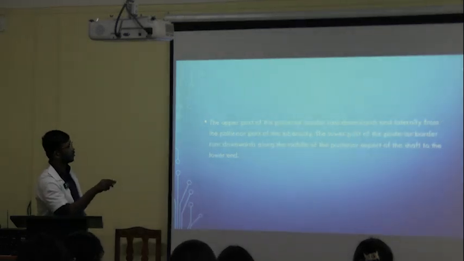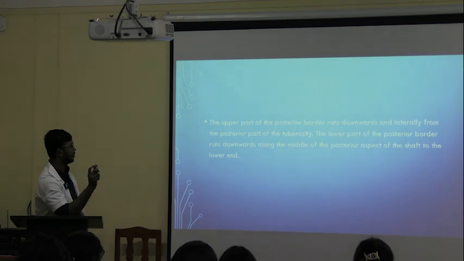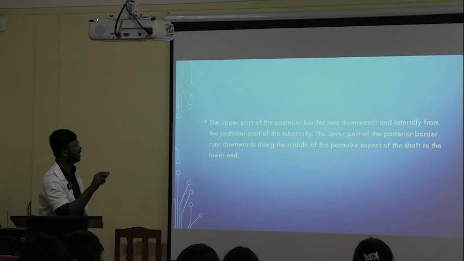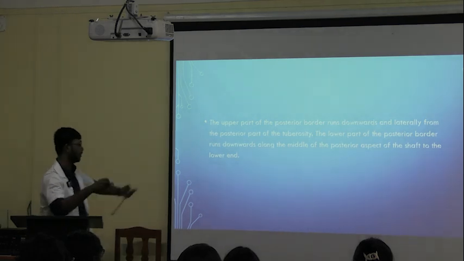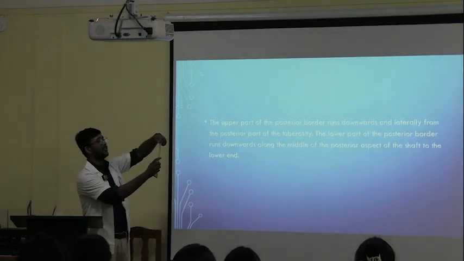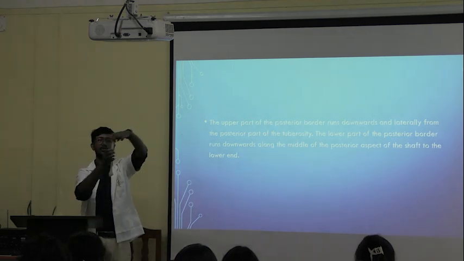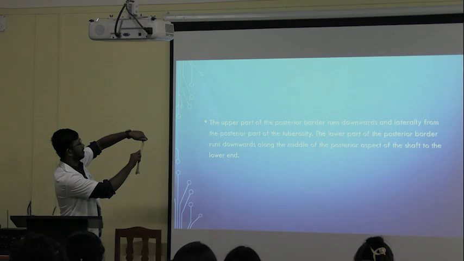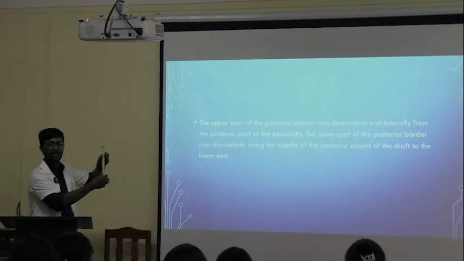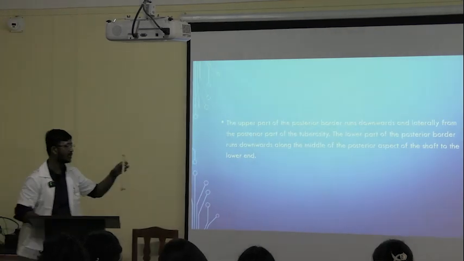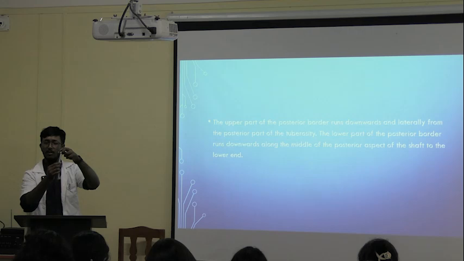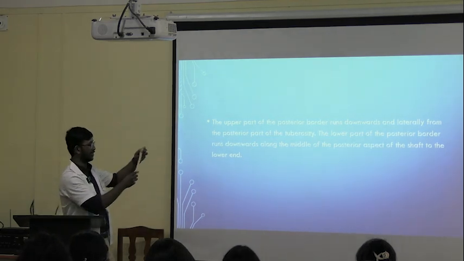Now the upper part of the posterior border runs downwards and laterally from the posterior part of the tuberosity, and the lower part of the posterior border runs downwards along the middle of the posterior aspect of the shaft of the lower end. Just see here. This is the anterior border, this is the posterior border. Just behind the tuberosity, the posterior border comes like this. You will see the sharp edge here. If you have the original radius bone in your home, you will feel it. Usually in the fiber model, it is not appreciated. Okay, but in original bones, you can easily appreciate these things.